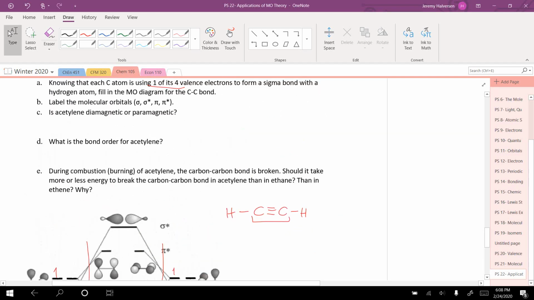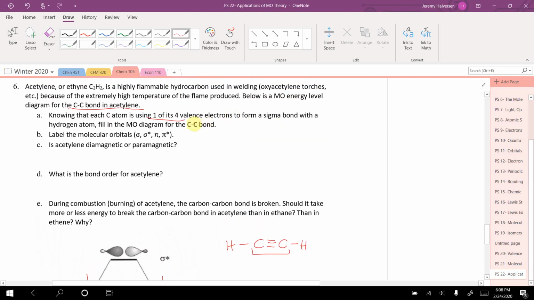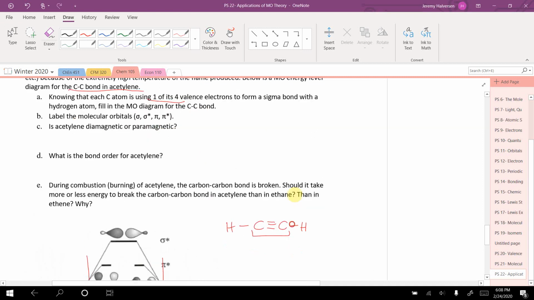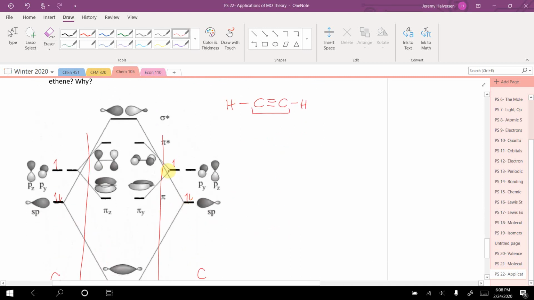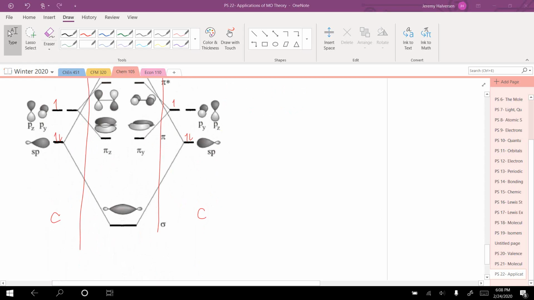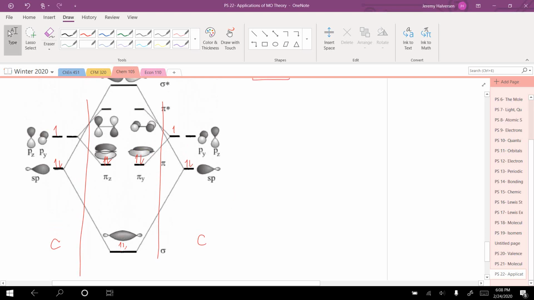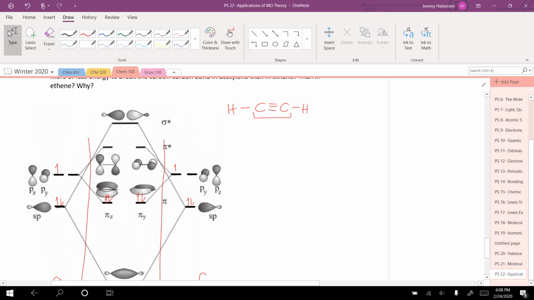Now, fill in the MO diagram for the CC bond. So now we just say, all right, I've got 6 total electrons, so I just fill up 1, 2, 3, 4, 5, 6. Now, the confusing thing about this diagram is it is kind of combining the hybridized orbitals of valence bond theory with molecular orbital theory.